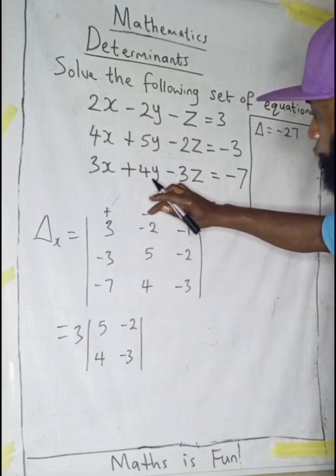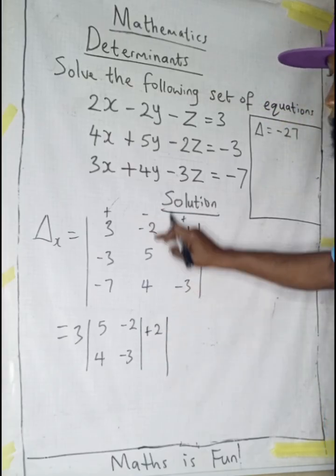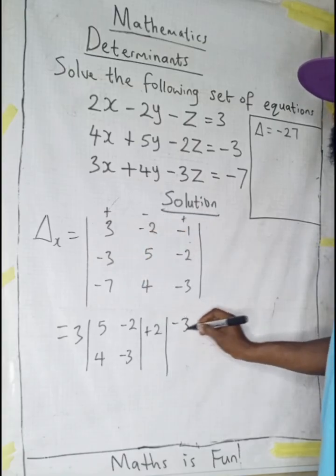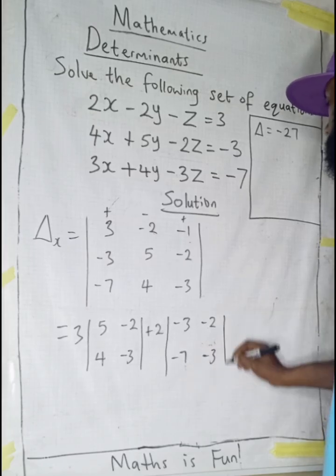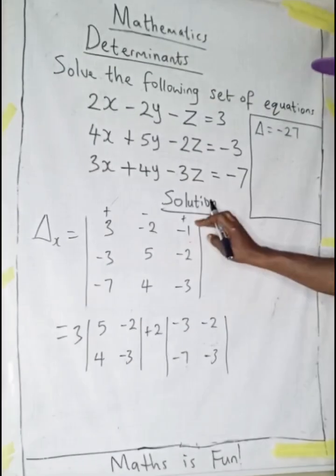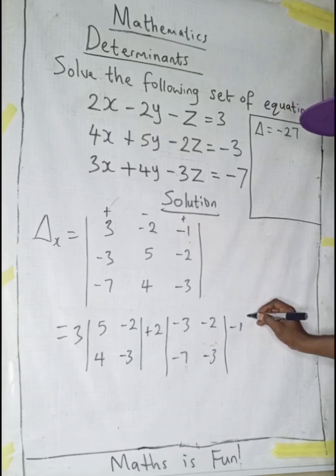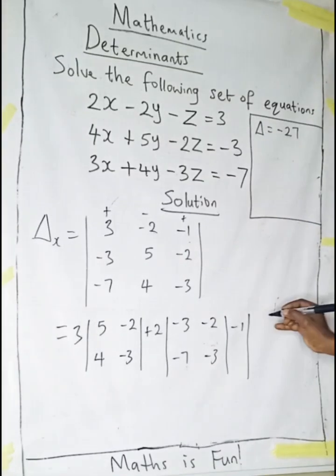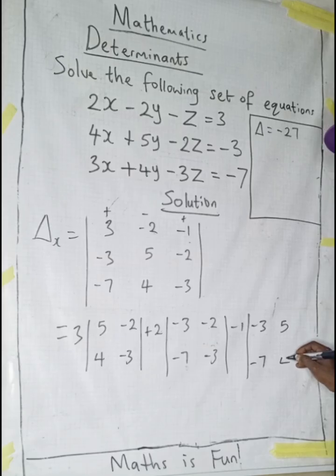Then we'll continue, minus, minus, that's plus. So plus 2, ignore the column and the row. We are going to have minus 3, minus 2, minus 7, and minus 3. So ignore here and here. Then the next one will be minus 1. Plus and minus is minus, so minus 1. We'll ignore the column and the row. So what we have? We have minus 3, 5, minus 7, 4.